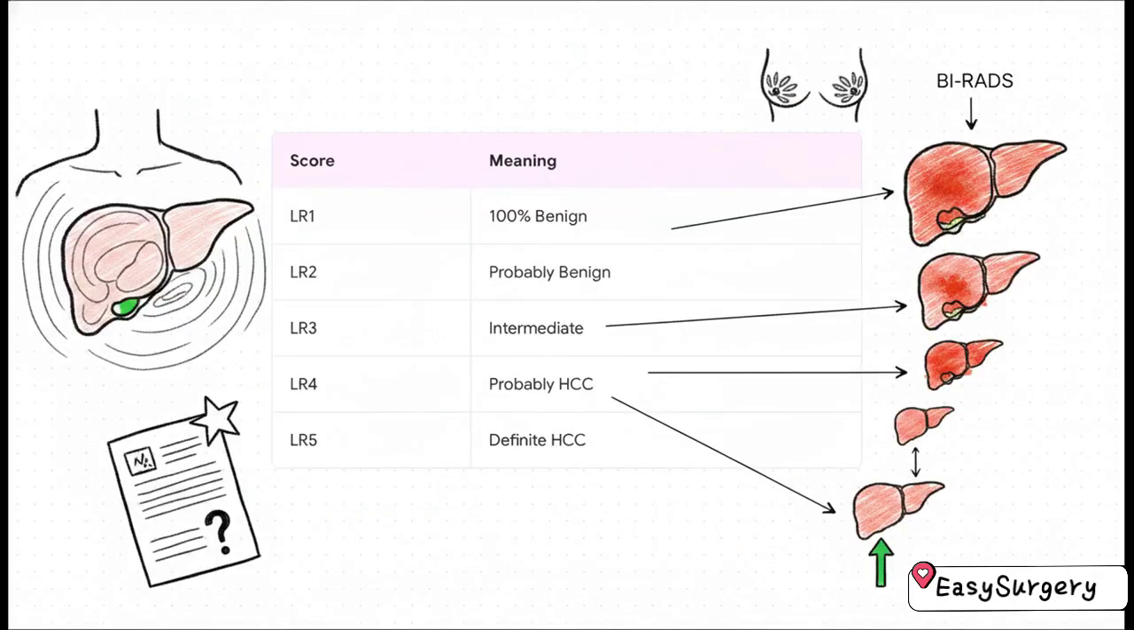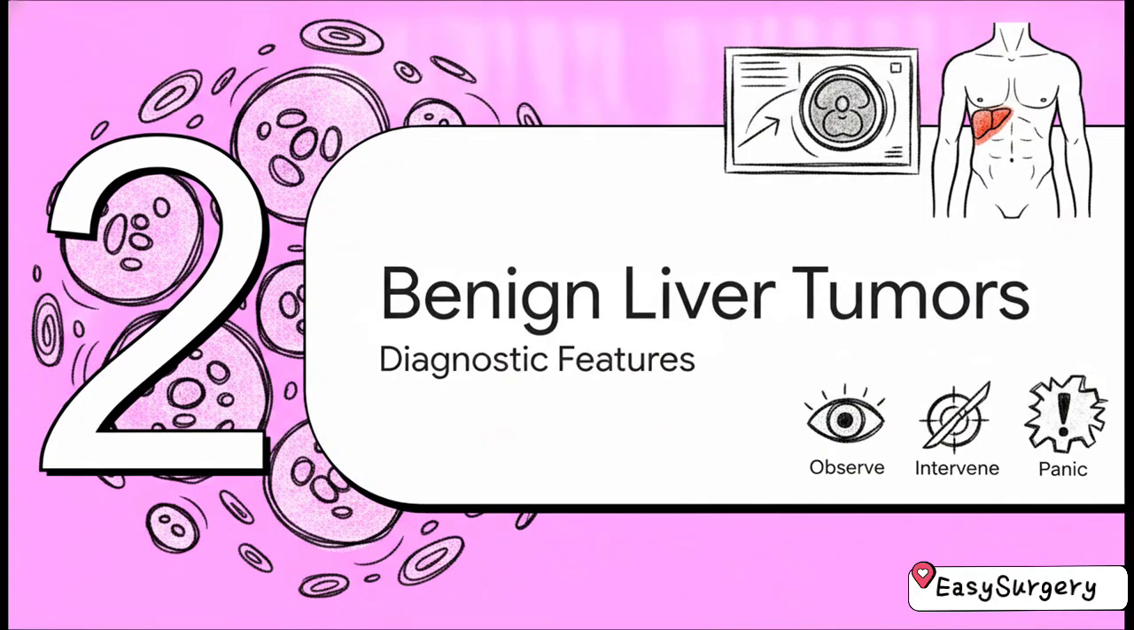And here is how we actually plan these surgeries radiologically using the LI-RADS scoring system, which comes from triple-phase CT scans. This is a massive, high-yield topic for surgical exams. It's actually a lot like the BI-RADS system used for breast imaging. LI-RADS categorizes risk perfectly, scaling all the way from 100% benign at LR1 straight up to 100% definite hepatocellular carcinoma at LR5.